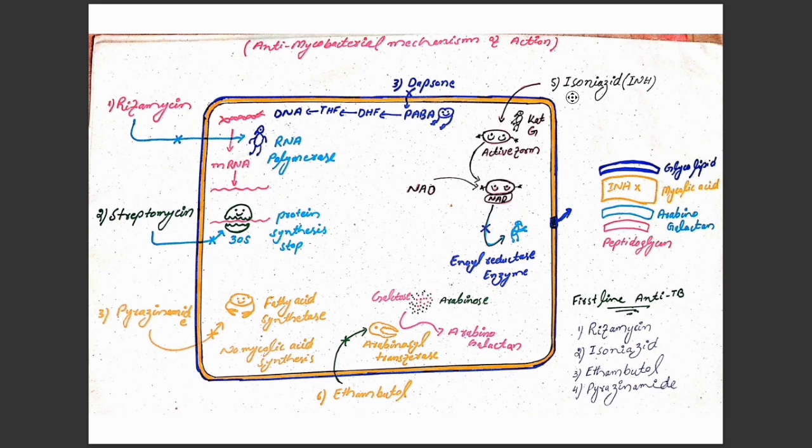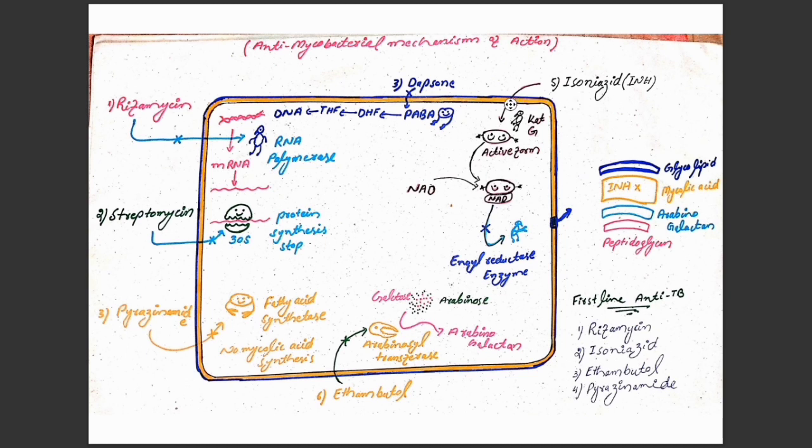The fifth one is isoniazid, which is the most important and first line drug against the mycobacteria. When isoniazid enters into the bacteria cell, it is converted into active form with the help of an enzyme called KatG. This is also called the catalase peroxidase enzyme. This peroxidase enzyme converts the isoniazid into active form, and the active form combines with another molecule called NAD. This combination then blocks an enzyme called enoyl reductase enzyme. So when enoyl reductase enzyme is blocked, no mycolic acid synthesis will occur, and thus cell wall synthesis will be blocked and bacteria will die.